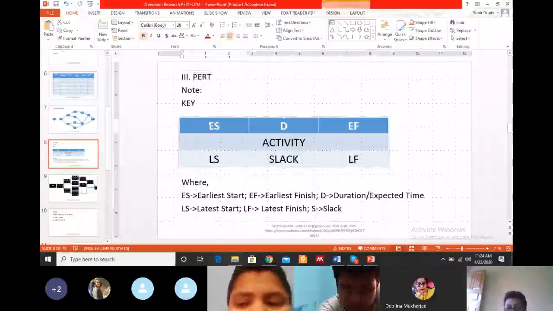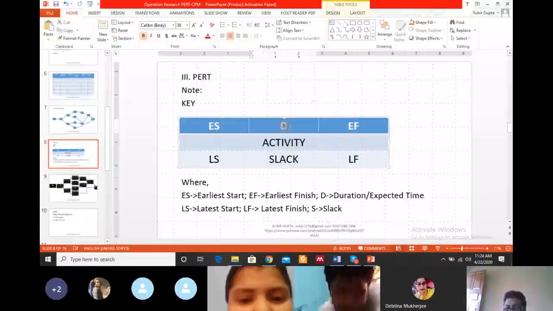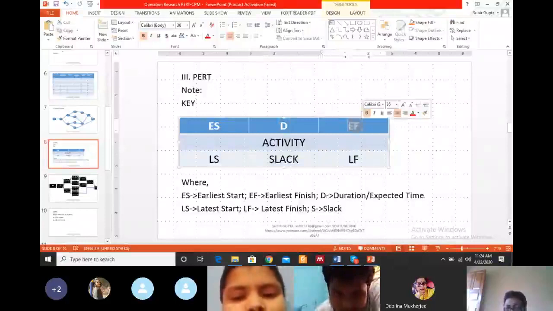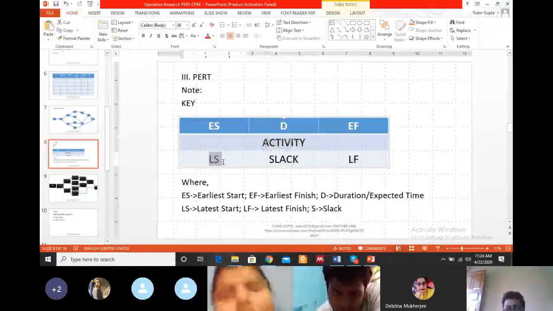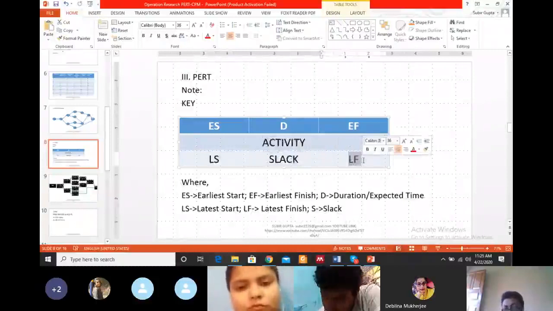The first row, first column is known as ES, the first row, second column is known as duration, the first row, third column is known as EF. The middle row is simply merged, there is no column. The second row is a single row without columns, and it is known as activity. And the last row, first column is known as LS, the last row, middle column is known as slack, and the last row, last column is known as LF.